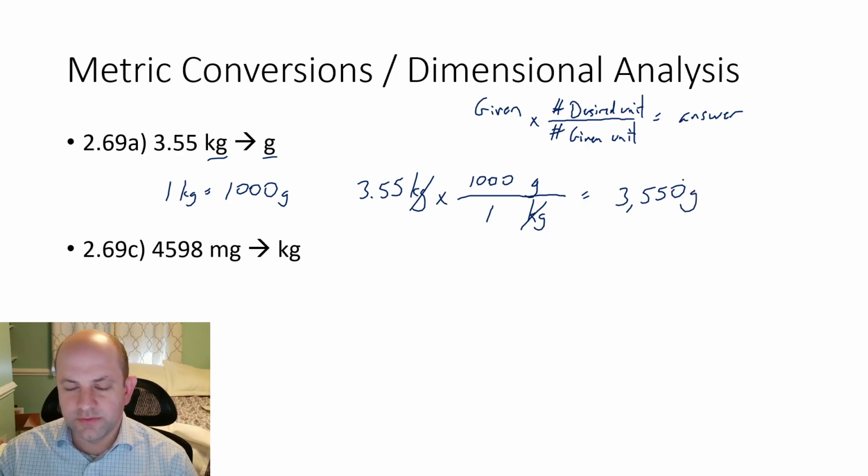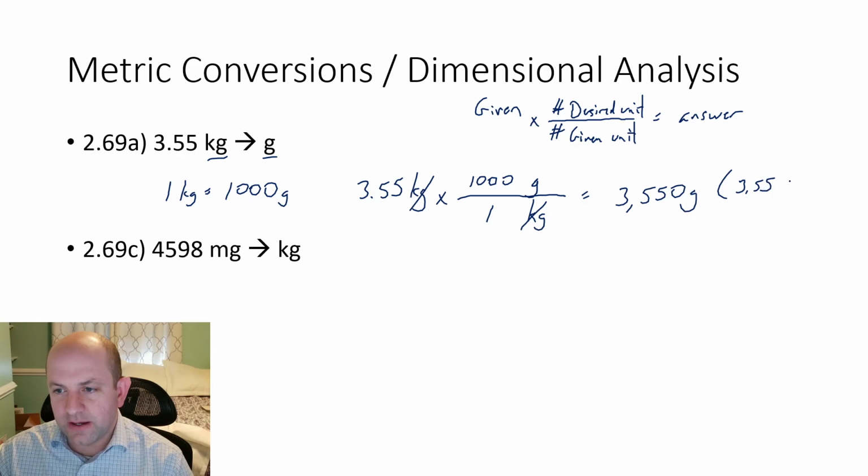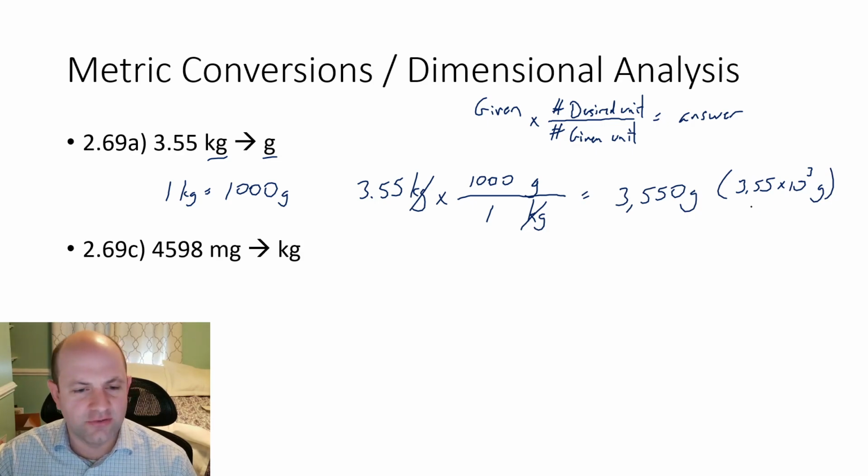3,550 grams. Okay? If you were asked to do this with sig figs, and you say, oh, well, I only start with 3, I got to end with 3, you would do 3.55 times 10 to the third grams. But that's the thing, kilo means 10 to the third. So that kind of goes together sometimes.